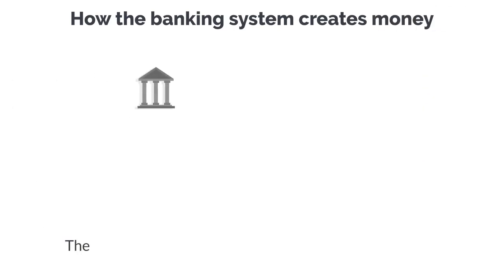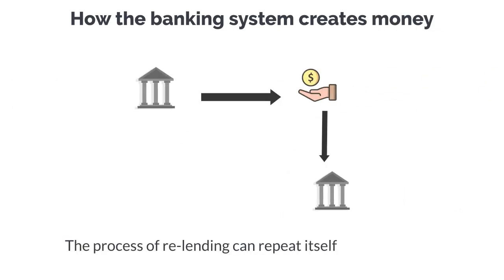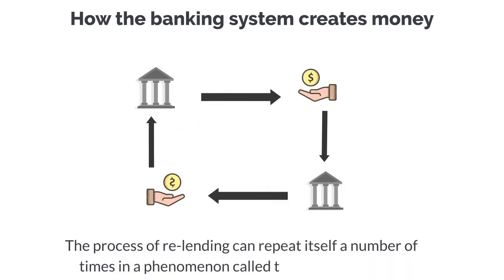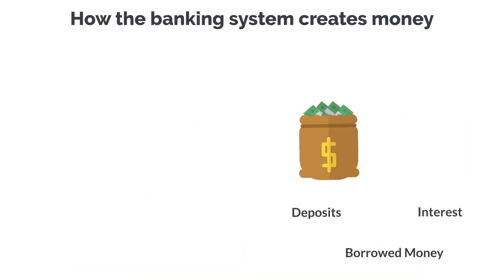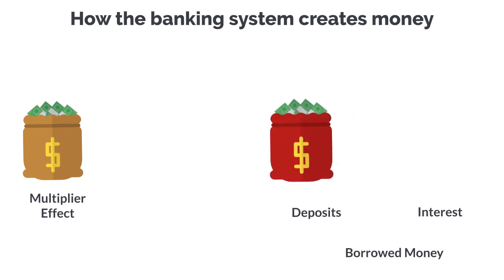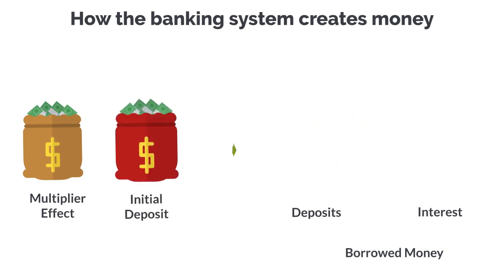The process of relending can repeat itself a number of times in a phenomenon called the multiplier effect. The size of the multiplier, the amount of money created from an initial deposit, depends on the amount of money banks must keep on reserve.